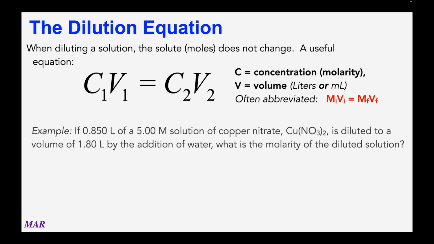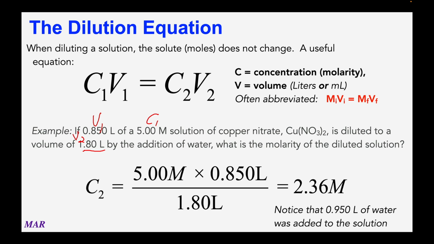We can use this to find the new concentration. In this problem, 0.850 liters, that's V1. That's the initial volume. And C1 is 5.00 molar. So you can probably see then that 1.80 liters, that's going to be V2. We're going to solve for C2. So in this case, C2 will be C1 times V1 divided by V2. So it'll be 5.00 molar times 0.850 liters. We'll divide it by 1.80 liters.